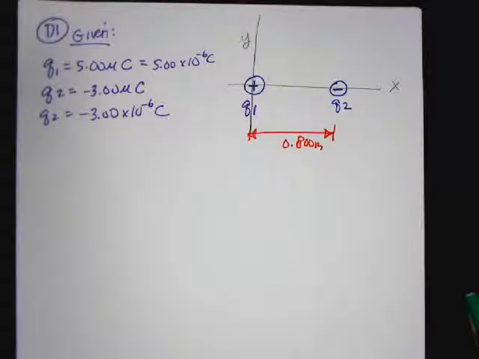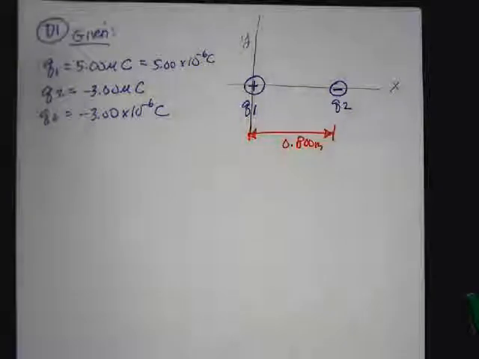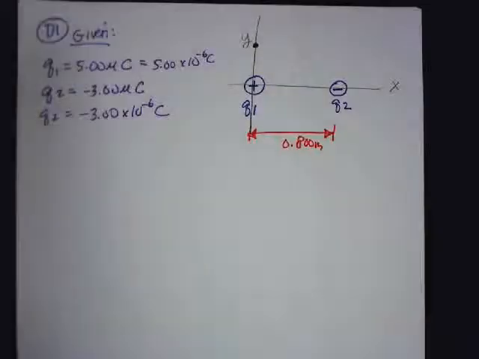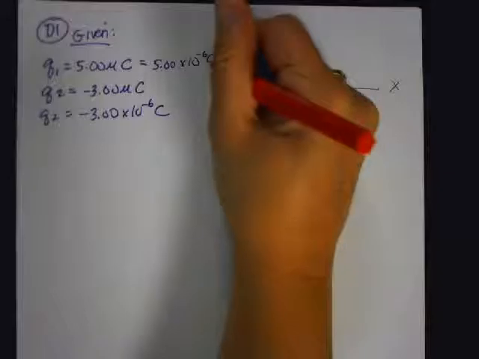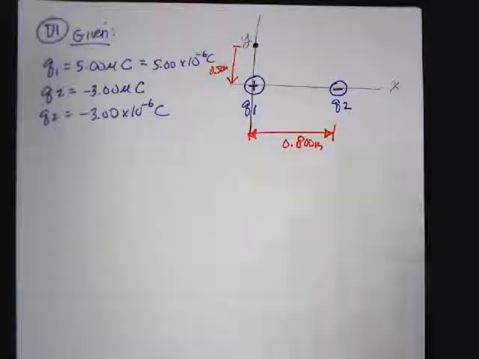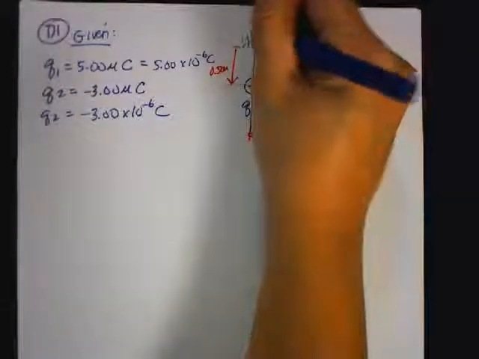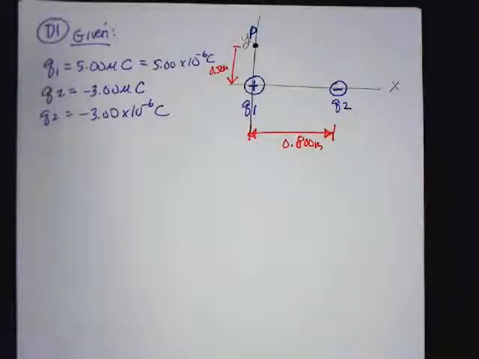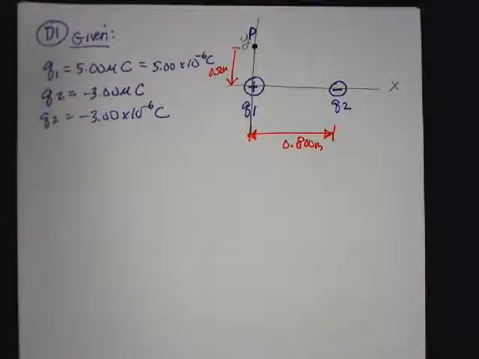Find the electric field at a point on the y-axis 0.5 meters from the origin. So now what I want to do is find the electric field up here, which this distance here is 0.5 meters. So I'm going to call this point P, because that's the point where I want to find the electric field. Now, before I start plugging numbers in or doing anything else, I need to draw a picture of what my electric field looks like. Okay?